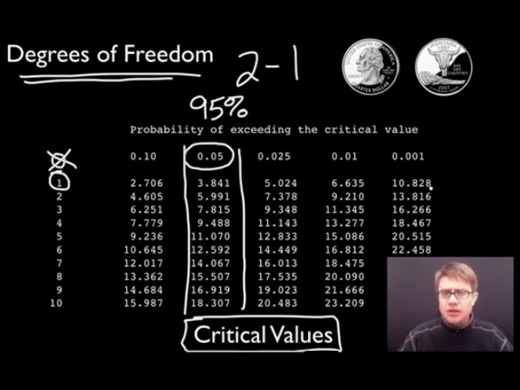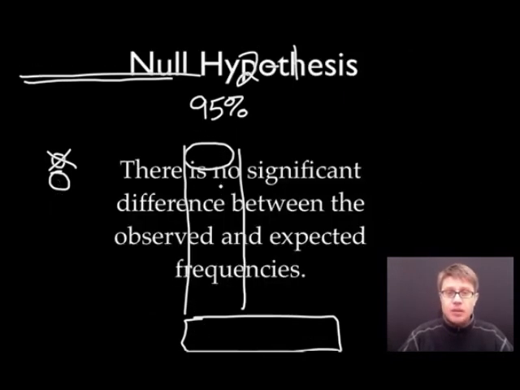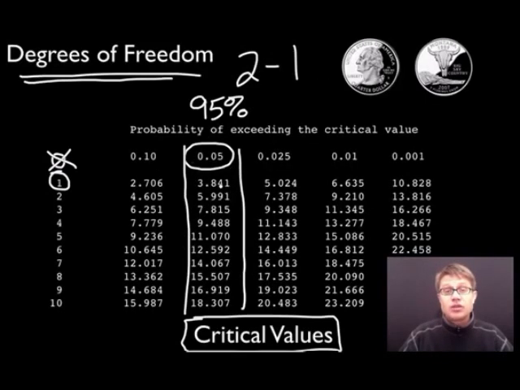And you can see that our critical values get higher over here. So you could think as we move this way, if we really want to be sure, we'd have to exceed a higher critical value. So what's our null hypothesis again? Null hypothesis: no statistical difference between observed and expected. And so we either accept or reject that value. So in this case, our critical value would be 3.841.